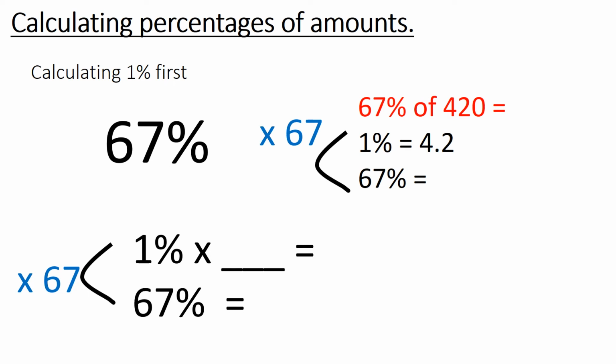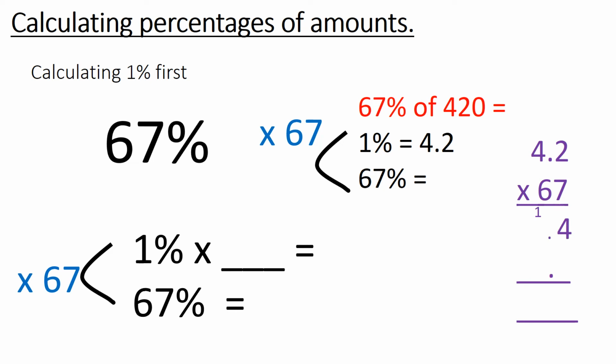If we needed to calculate 67% of 420, we would need to calculate 1% first. To do this, we would divide 420 by 100. The answer would be 4.2 for 1%. If that's just 1%, to calculate 67%, we would need to multiply that by 67. So we'd need to use short multiplication. When we multiply using decimals, you must remember to line up your decimal points. So we're going to multiply those top digits, 4.2, by 7.